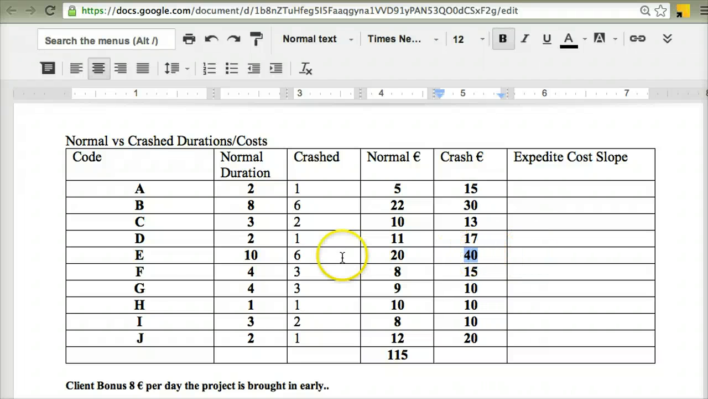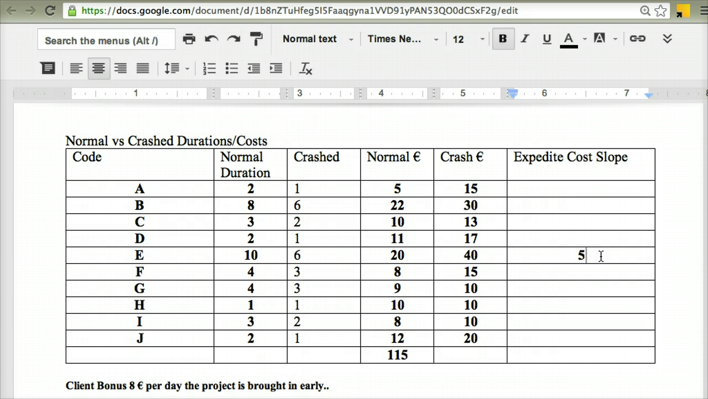So to do that, based on the figures that I have at the moment, I'm just going to get a rough estimate. I'm going to say, well, if it costs me 20 euro to crash activity E by 4 days, then to crash it by 1 day, I'm just going to take 20 euro, divide it by 4, and that gives me the figure 5 euro. So on average, roughly, it will cost me 5 euro to crash activity E by each single day that I'm allowed to crash it by.